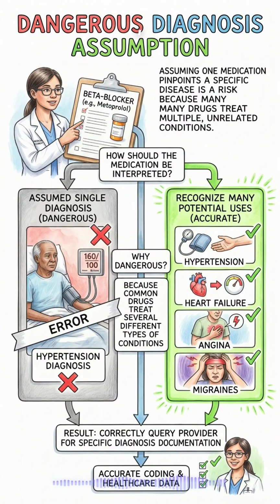31. Why is it dangerous to assume a diagnosis based on a medication the patient is taking? Because many common medications are used to treat several completely different types of medical conditions. You must query the doctor to confirm the exact reason they ordered that specific daily medication.